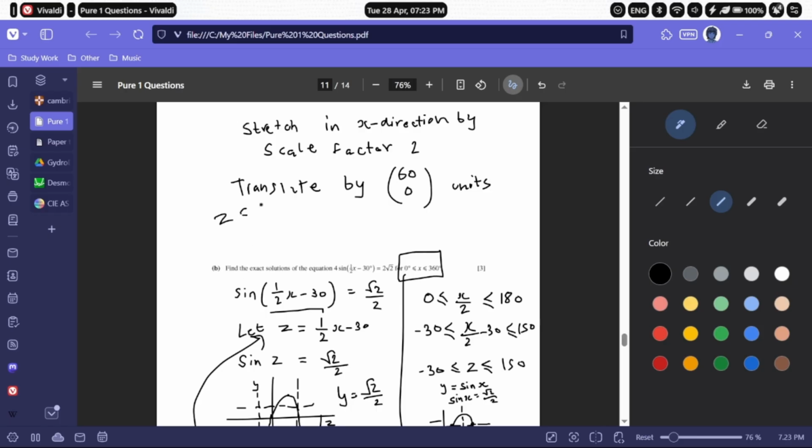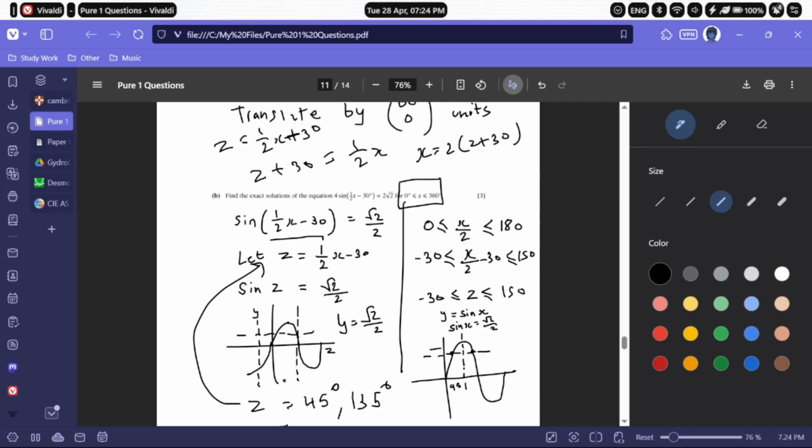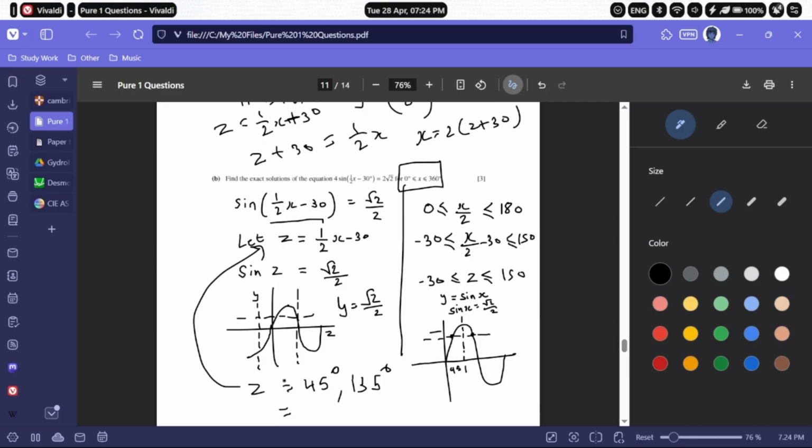z is equal to 1 by 2 x plus 30. Wait, sorry, it's minus 30. Then z plus 30 is equal to 1 by 2 x. x would be equal to 2 times z plus 30. Now just use these two values for z, input that into your substitution, and then you would get your final value for x.